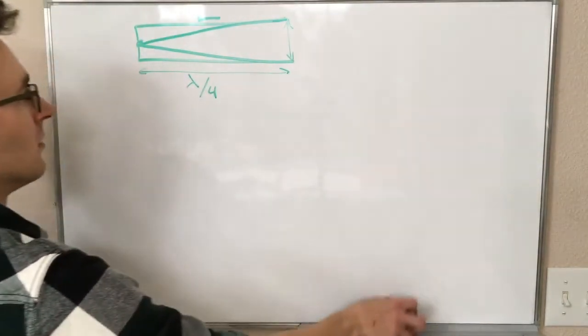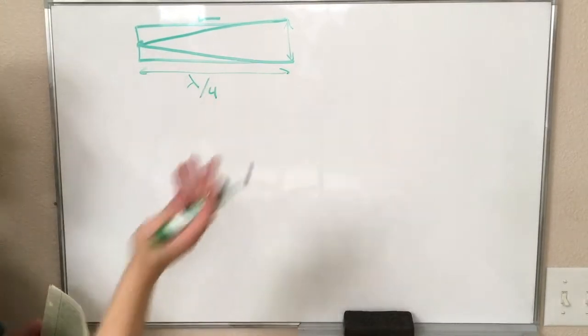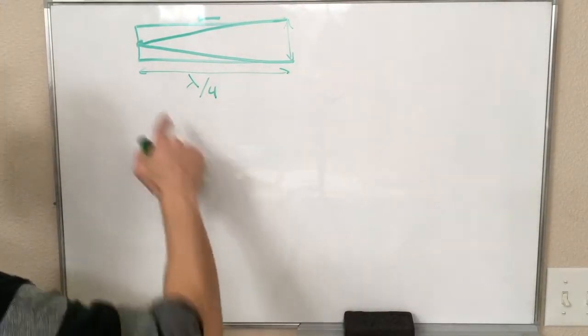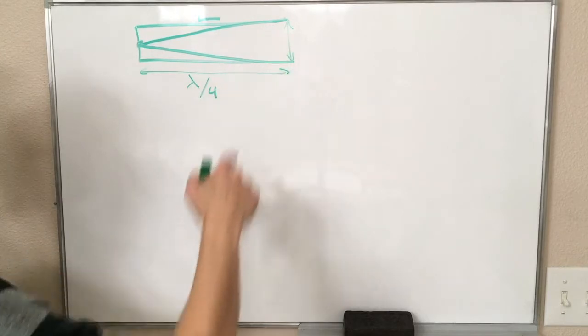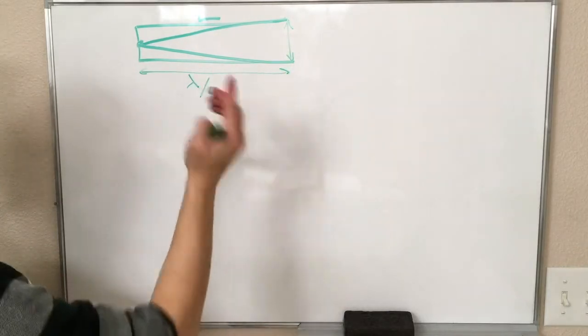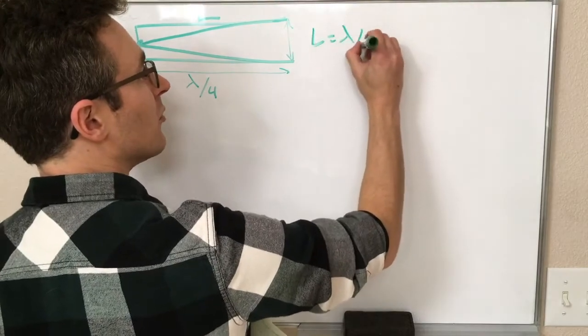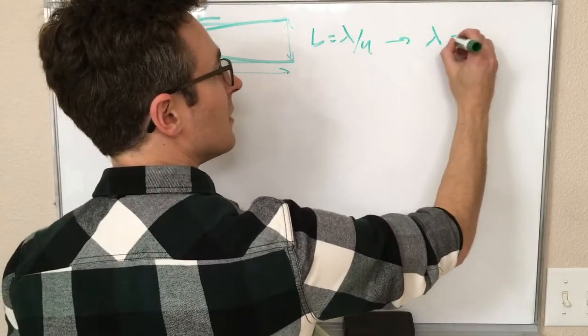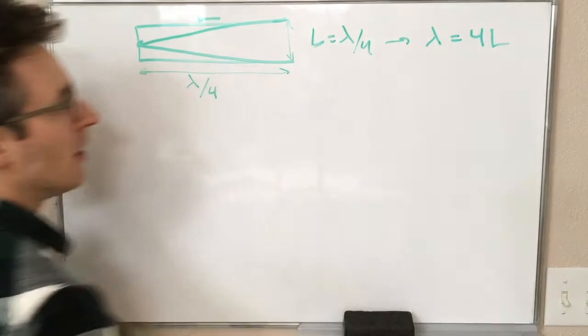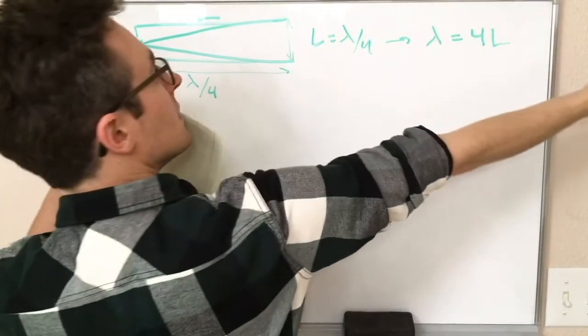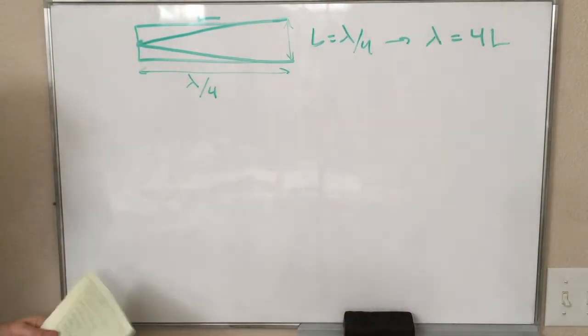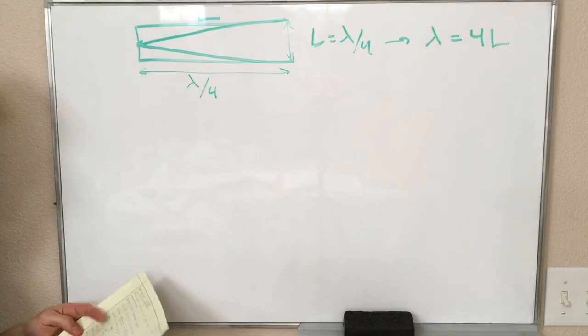And that's something you can use in these problems. I'm not going to ask you to prove that. The distance between a node and a neighboring antinode is always lambda over 4. So if L equals lambda over 4, that means lambda is equal to 4L. So our wavelength is this long for our tube with one end open and one end closed.